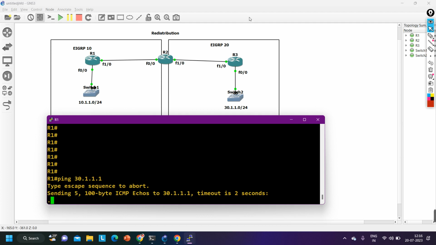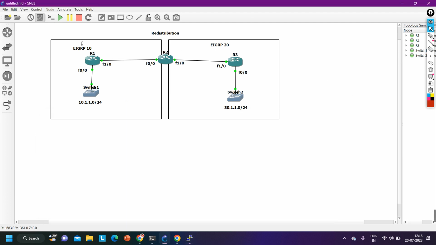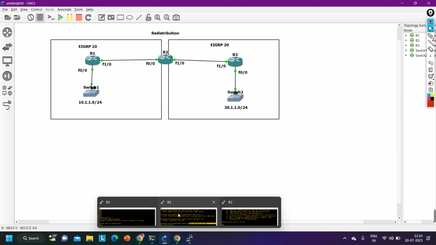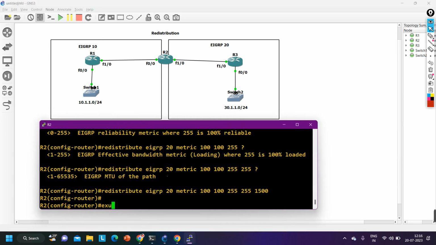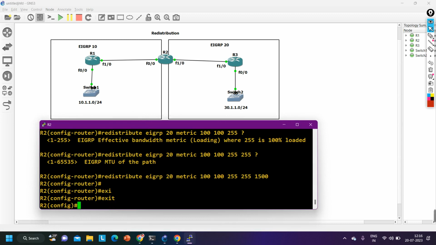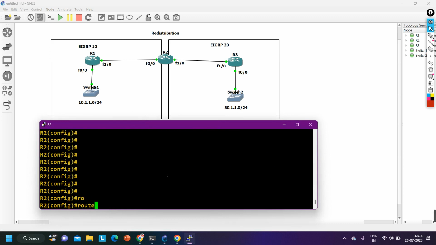Why? Because still router 3 doesn't have a route for 10.1.1.0. So now I need to redistribute EIGRP 10 into EIGRP 20. So again, let me take you to router 2, and this time I am going to redistribute EIGRP AS number 10 into 20. So router EIGRP 20.